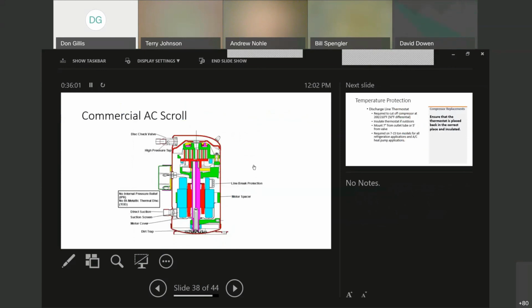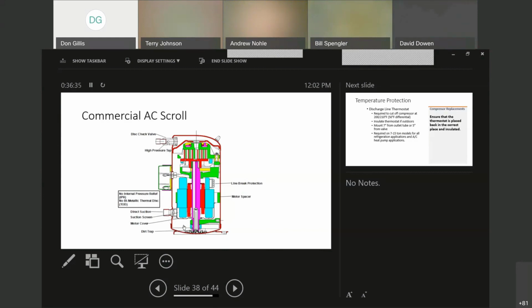Commercial scroll. Some of the things you'll see on the commercial scroll will be a disc check valve. You'll have a high pressure tap. There is no internal pressure relief. You'll have to have an outside thermostat. There's no bimetal thermal disc inside here, okay? There is a direct suction and a motor cover. A dirt trap is nothing more than magnets here at the bottom collecting any kind of film that could possibly come off of our scroll set.